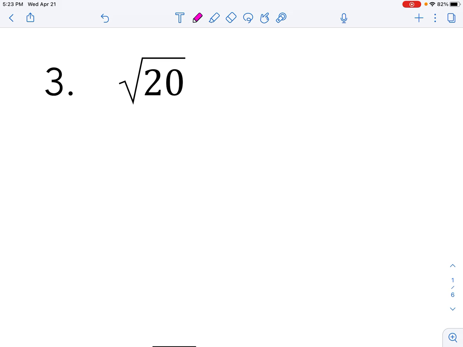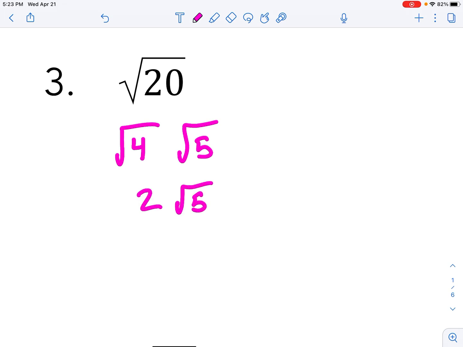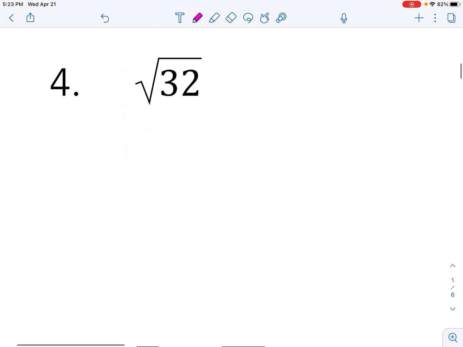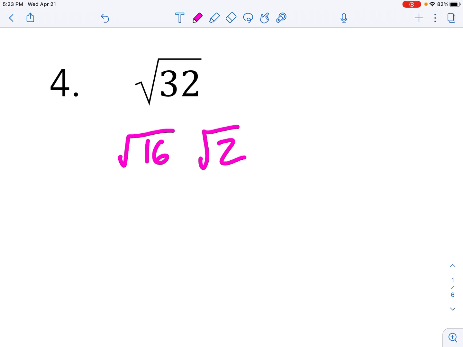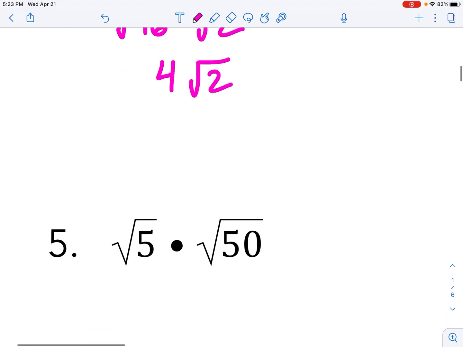Number 3, the square root of 20. Well, if I split that up, I know 4 is a perfect square that goes into it, and 5 is a perfect square. So the square root of 4 is 2. The square root of 5 I can't do anything with. Nothing else goes into it. That's my final answer. Number 4, the square root of 32. Let's see, the square root of 32, I think 16 goes into 32 twice. Square root of 16 is 4, and I can't do anything with the square root of 2.